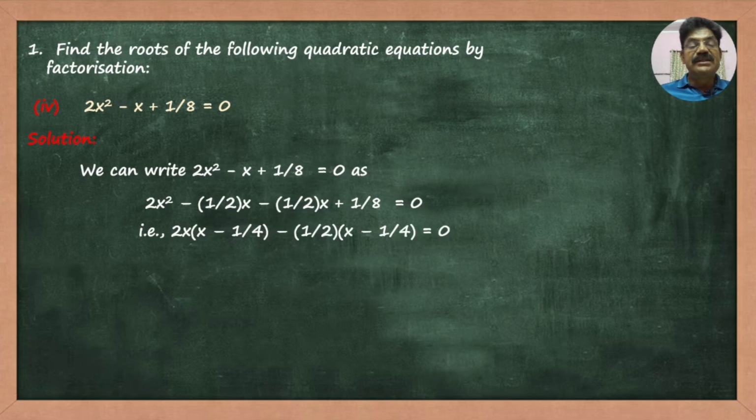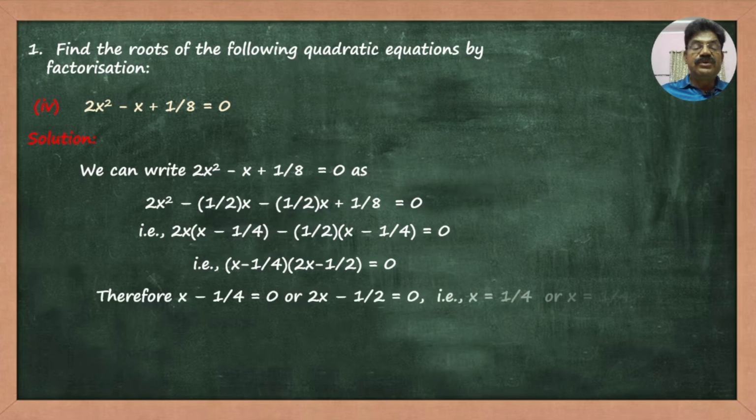So, in the first two terms, 2x you take outside, you will be left with x minus 1 by 4. Because here you can write 2 by 4. 1 by 2 is same as 2 by 4. So, in the numerator you take 2 outside, you will be left with 1 by 4. Similarly, here you take 1 by 2 outside, you will be left with x minus 1 by 4. So, x minus 1 by 4 is common. So, the factors are x minus 1 by 4 and 2x minus 1 by 2.